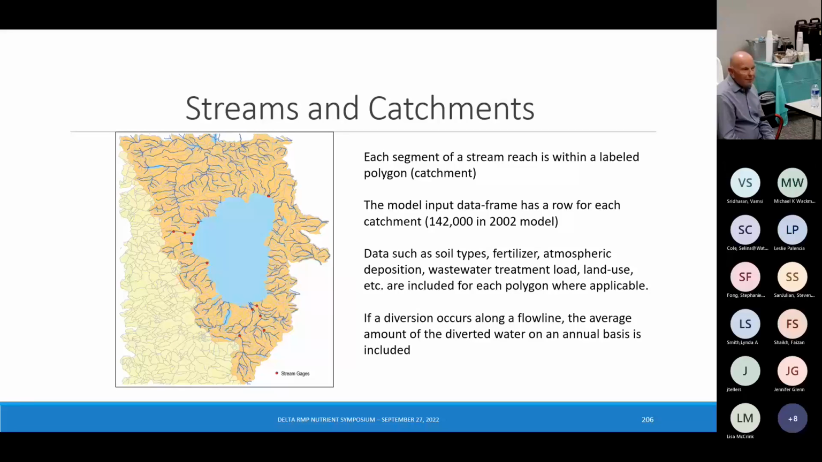So that's what I mean about how much of the watershed can be modeled based on calibration. And so for each of those sub-catchments in a bigger watershed, that goes into our data frame for our model.